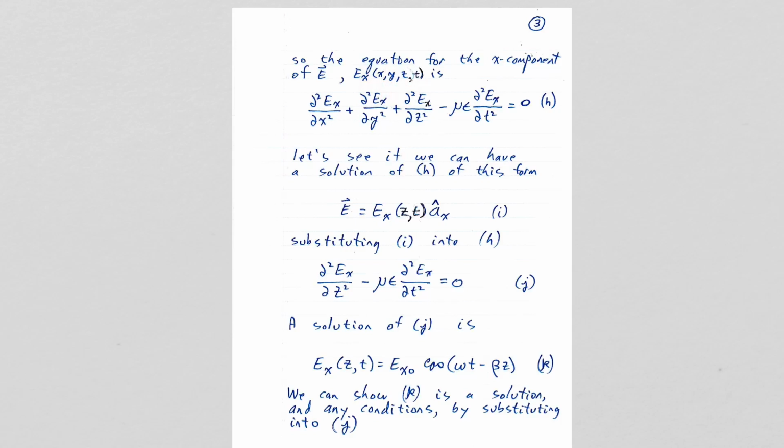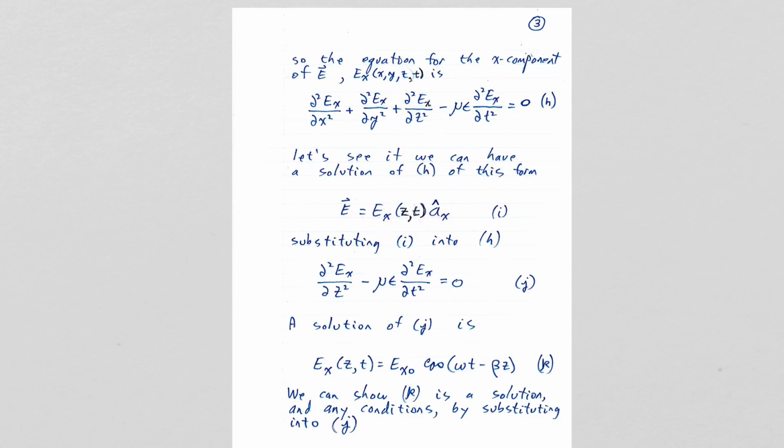We are going to look at the solution to this equation that only varies in the z direction, is constant in the x and y direction. We'll see this is what is referred to as a uniform plane wave.